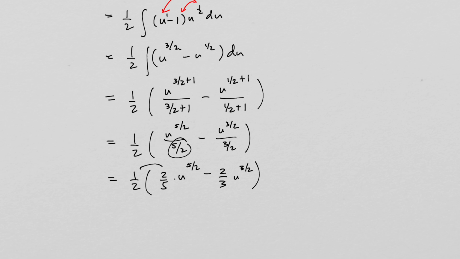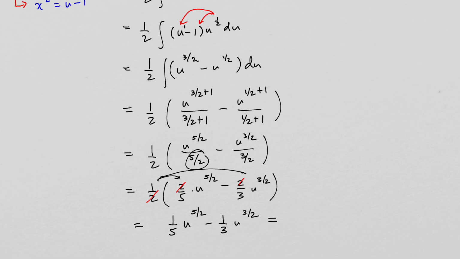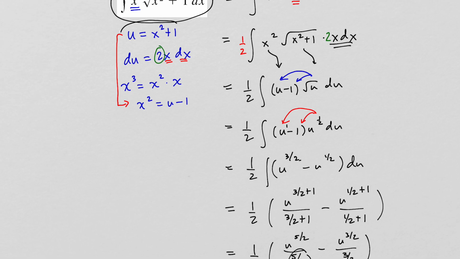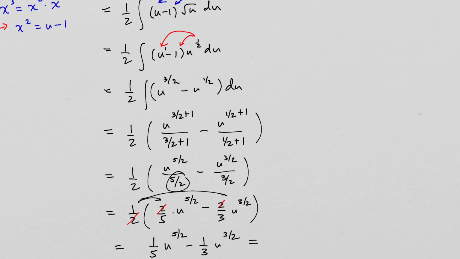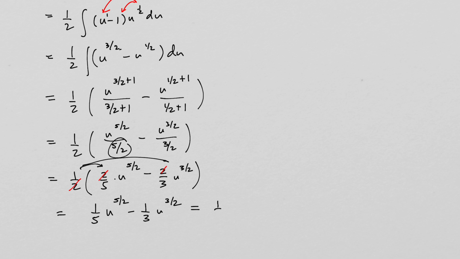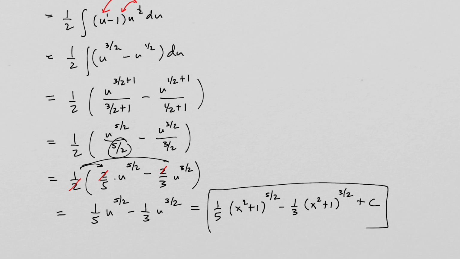And then look at this. When you multiply by 1/2 here, this 1/2 is going to cancel both of these 2's out. And so you end up getting 1/5 u to the 5/2 minus 1/3 u to the 3/2. And then your final step, of course, is to plug u back in. So let's remember that u was equal to x squared plus 1. So this becomes 1/5 times x squared plus 1 to the 5/2 minus 1/3 times x squared plus 1 to the 3/2 plus c.